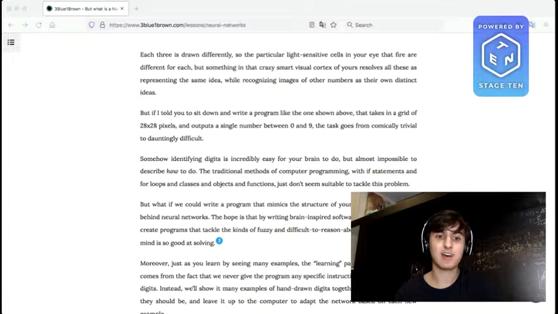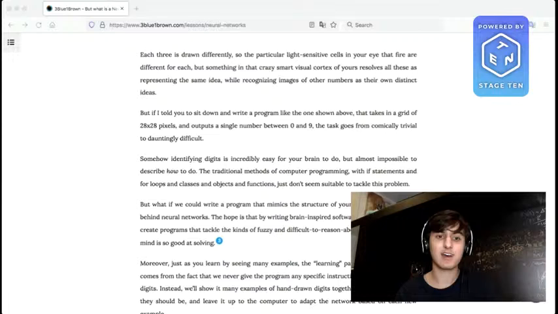But what if we could write a program that mimics the structure of your brain? That's the idea behind neural networks. The hope is that by writing brain-inspired software, we might be able to create programs that tackle the kinds of fuzzy and difficult to reason about problems that your mind is so good at solving. Although they're inspired by the brain, they're not identical.